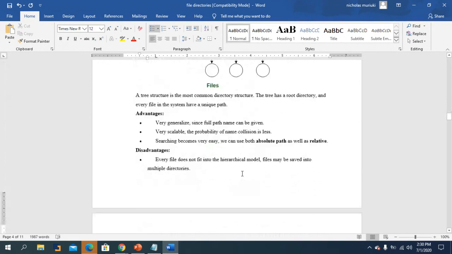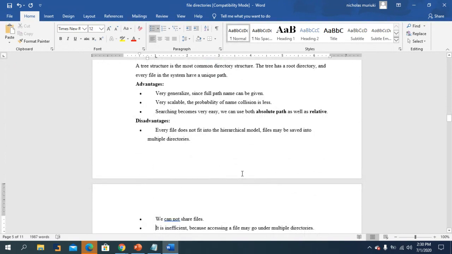That's why we said it is very generalized, since a full path name can be given. It is very scalable, meaning you can add more subtrees or more connections within them. So we need to understand that in this representation of a directory, we can look at the presentation of the files in a very special way.